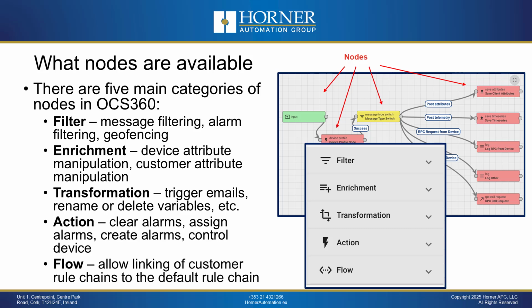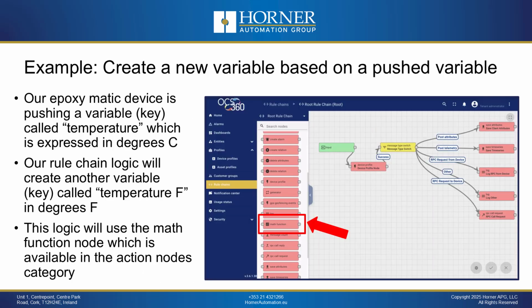If you have an action category, you can use those actions to clear alarms, assign alarms, create alarms, and control devices. These are all things that would occur without human intervention. You would set up the rule chain ahead of time, and then that action would take place per your prescribed programming of the rule chain. And then there is also a flow category of nodes which allow you to link a custom rule chain to the default rule chain. For today's example, we are going to effectively create a new variable based on another variable that is being pushed to OCS360. This is what we are going to do as our example of using a rule chain.